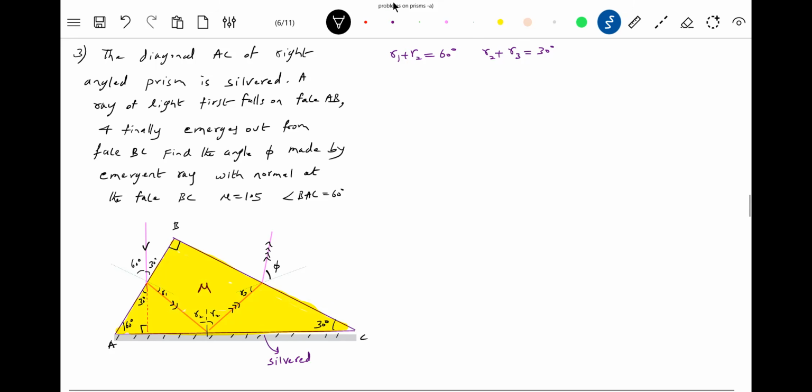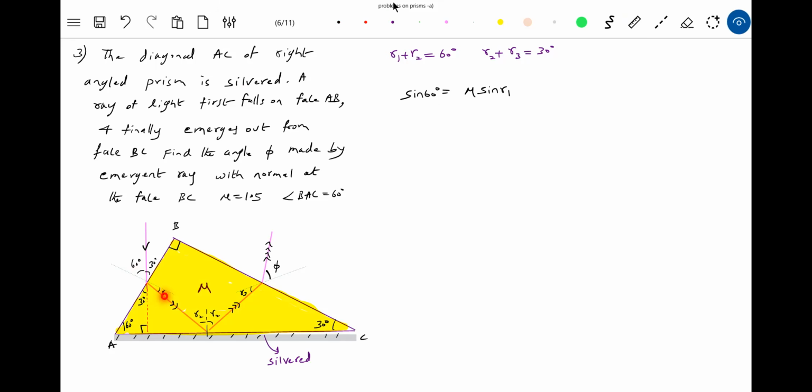Okay, now first sine 60 equal to mu sine r1. There's one equation we are writing. Similarly, mu sine r3 equal to sine phi. Mu value we know, so I'll get the r1 value. So root 3 by 2 equals 3 by 2 sine of r1. So sine of r1 equal to 1 by root 3.